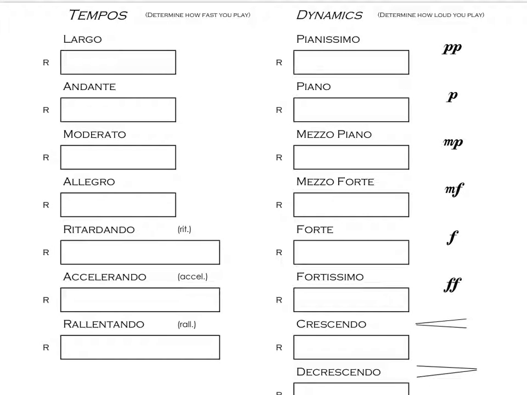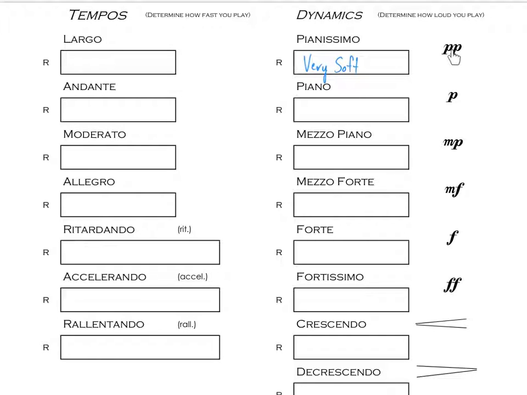Let's work on dynamics this week, which of course, to the right, it says they determine how loud you play. So we have this word, pianissimo. It looks like piano with issimo at the end of it, which means very soft, okay? So we're going to write very soft. And it looks in music like a double P that you see to the right. So here's your symbol.